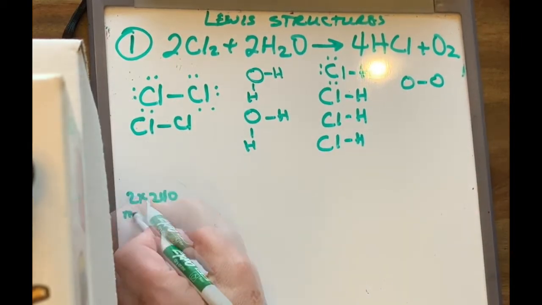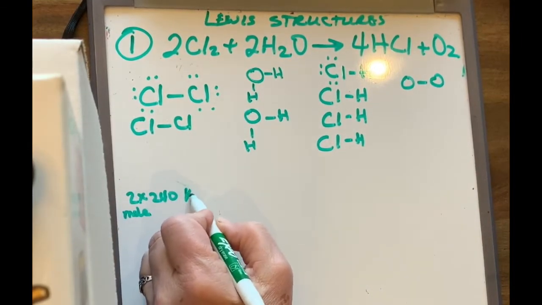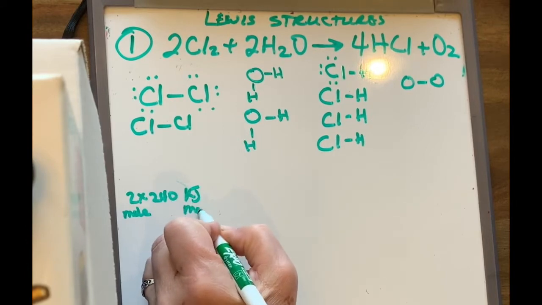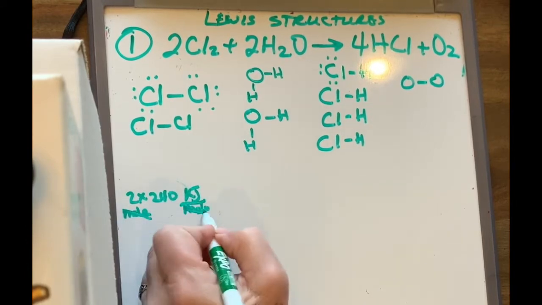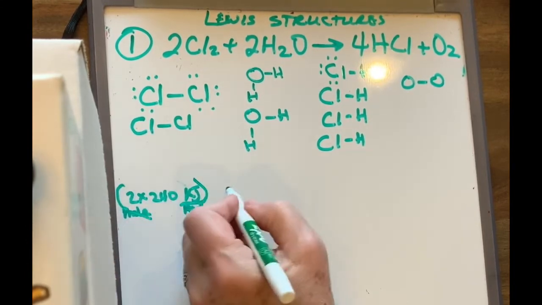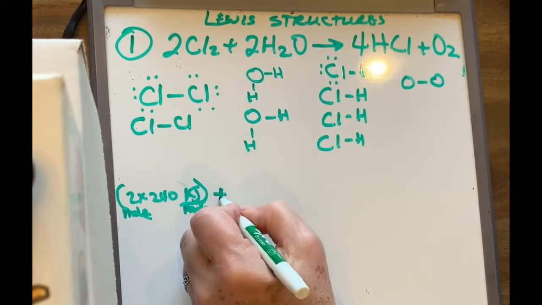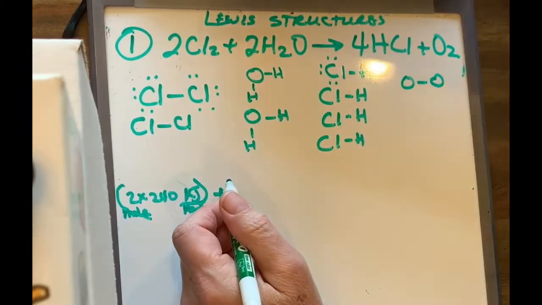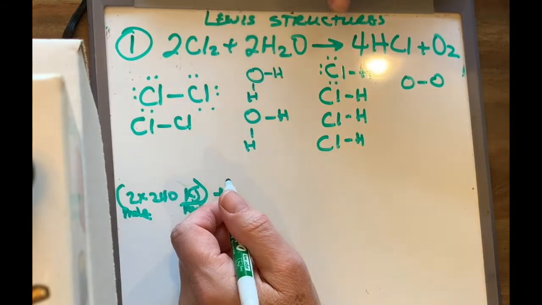So when we look that up, 2 moles, and this is kilojoules per mole, and we're going to get rid of that. So we're not going to keep writing that, but just so that you know that's what we're doing. In this case, we're just going to add and subtract just as it's written.